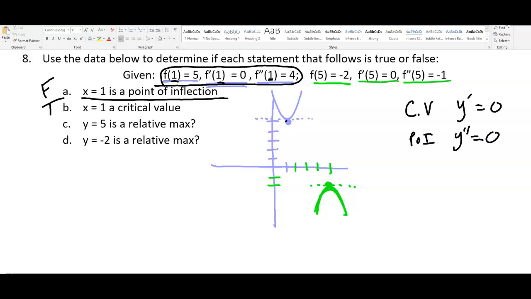Okay? Now let's go ahead and take a look at part C. Y equals 5 is a relative max. So here we have a y value of 5. That's this point. Is that a relative max? And the answer is no. So that's false. Y equals negative 2 is a relative max. Right here is where y equals negative 2, and that is a relative max. So we're going to say true there.